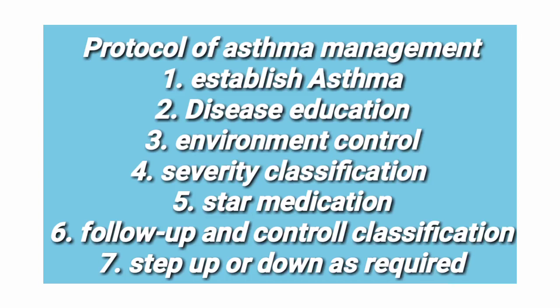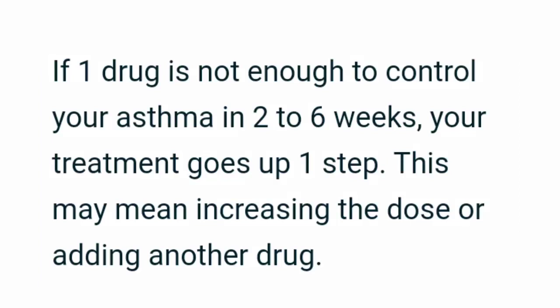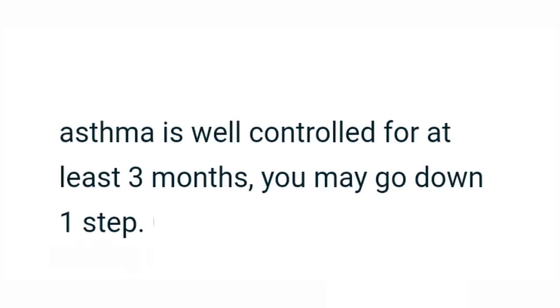So if one drug is not enough to control your asthma in 2 to 6 weeks, your treatment goes up 1 step. This may increase the dose or add another drug. If asthma is well controlled for at least 3 months, you may go down 1 step. So if for 3 months asthma is well controlled, you can go down 1 step.